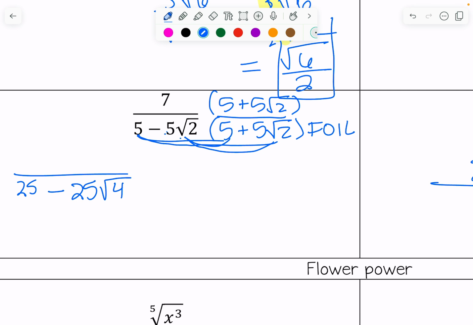That's going to make negative 25 times 2, because that's the square root of 4. That's going to be minus 50. So that's going to be negative 25 on the bottom.